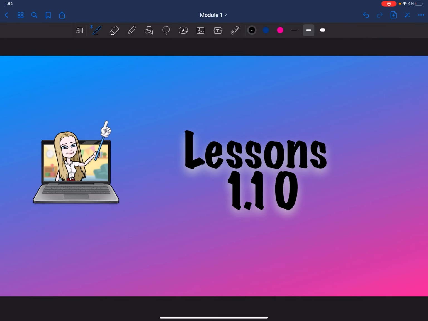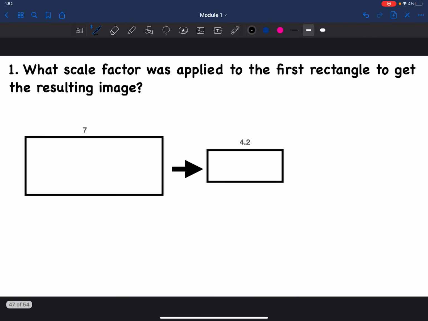We're going to discuss lesson 1.10. What scale factor was applied to the first rectangle to get the resulting image? So let's talk about scale factors. Scale factors are equal to the new over the original.